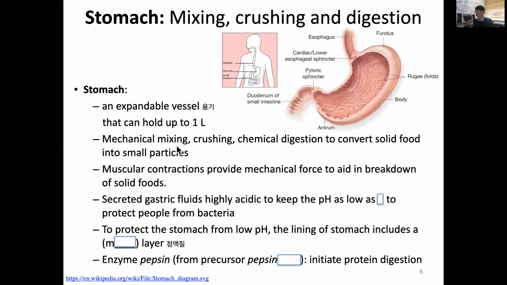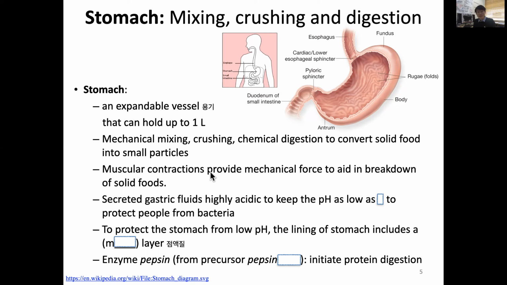So let me show you the anatomy of the stomach, esophagus. There exists a lower esophageal sphincter, which blocks the reflux from the stomach. And the stomach inside has a very folded shape, which is called the rugae. And from the stomach to the duodenum, there's a pyloric sphincter. And the stomach layer has a lot of muscle. So this muscular contraction is providing mechanical force to aid in breaking down of solid food.